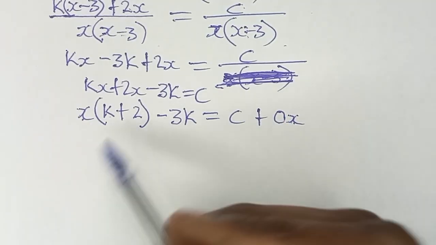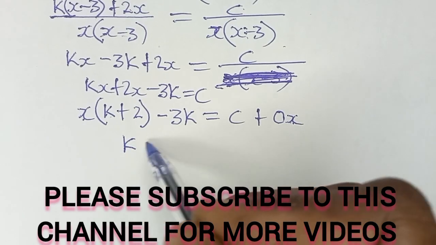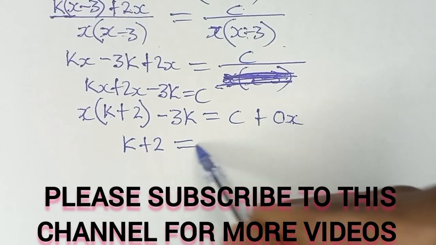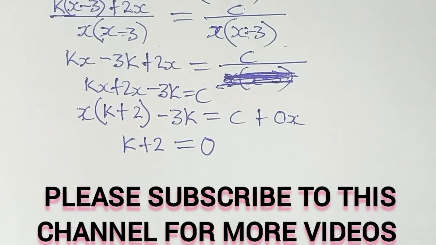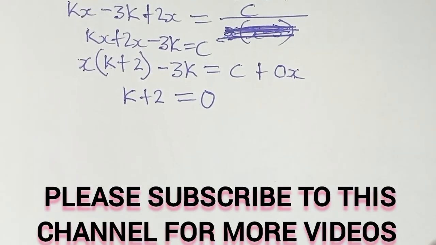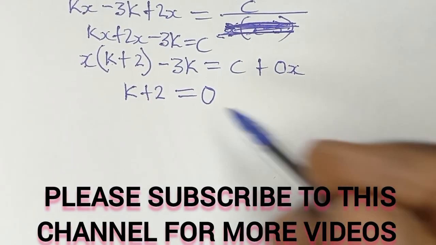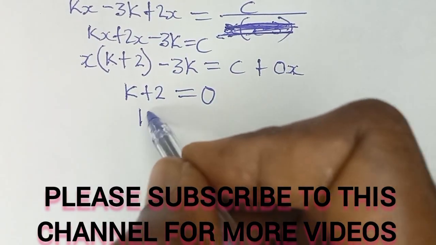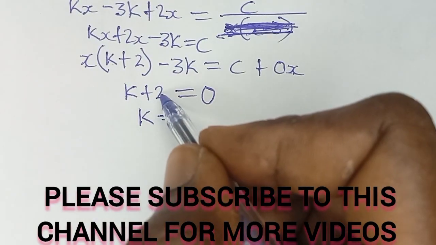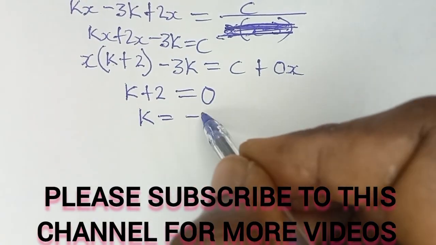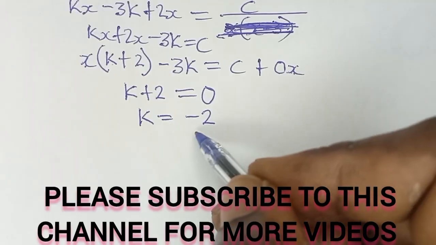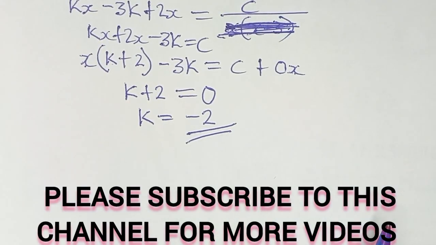So we are comparing them now. That tells us that k plus 2 will be equal to 0, taking only the coefficient of x, comparing them together. So that tells us that k will be equal to, when this positive 2 goes to that side, it becomes negative 2, and we are ignoring 0. So that means that the value of k is negative 2, and that's the final answer.